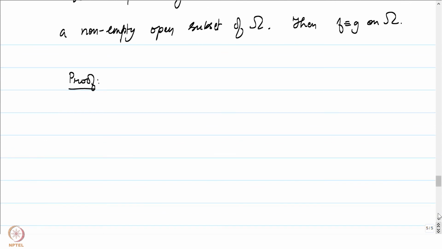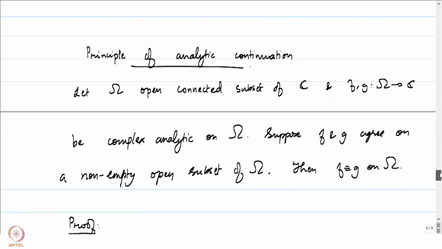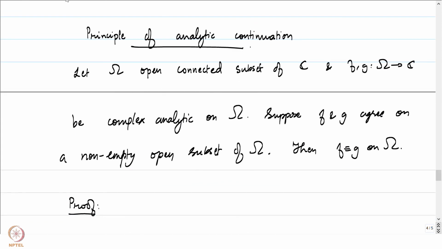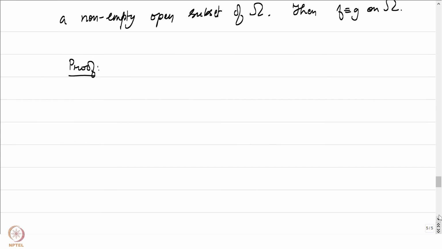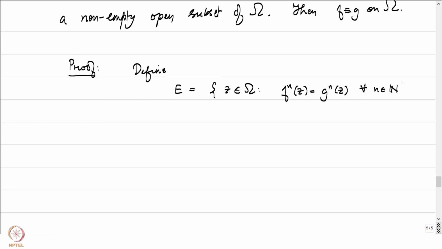The key fact is to use the connectedness of our domain omega. The fact that omega is open connected is going to be used crucially. And how do we do that? Define the set E to be the set of all those points z in omega such that the derivatives of f at the point z coincide with the derivatives of the function g at the point z. So, this is the set of all z such that f^(n)(z) is equal to g^(n)(z) for all n in natural numbers.